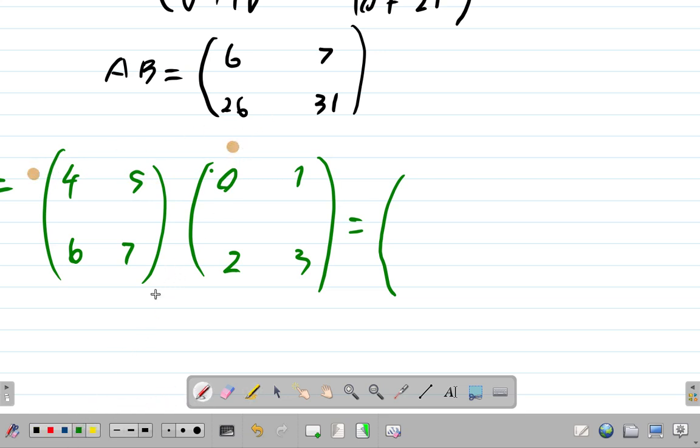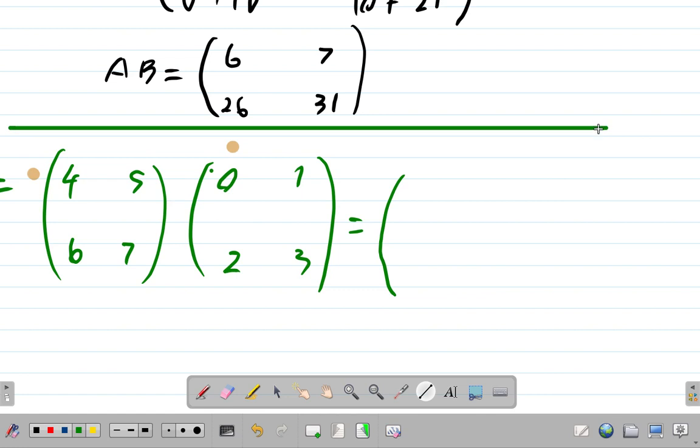So here, let me just part the work up here from the work down here with that line. So we have 4 times 0 plus 5 by 2. First element in row 1 times first element in column 1. Second element in row 1 times second element in column 1. 4 times 2.